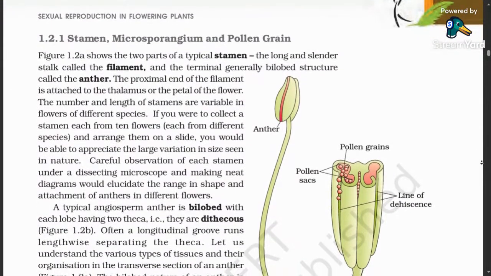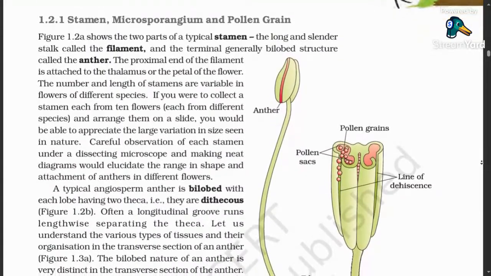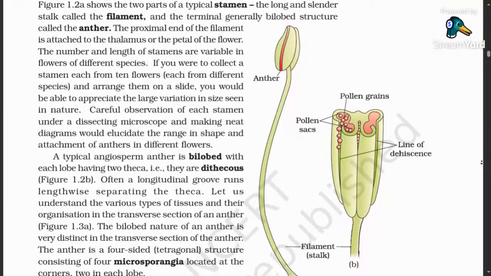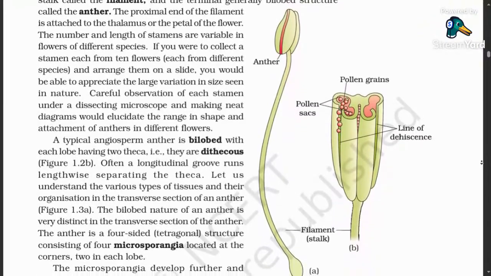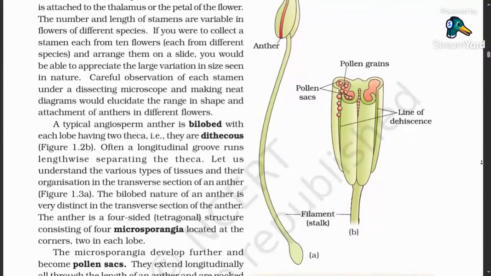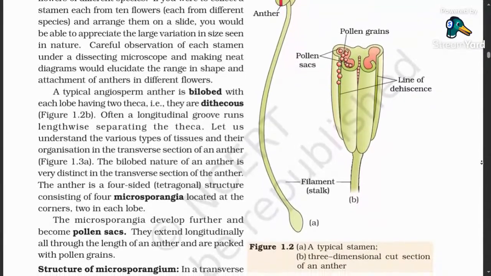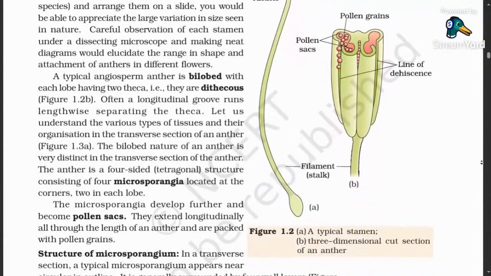If you were to collect a stamen each from 10 flowers of different species and arrange them on a slide, you would be able to appreciate the large variation in size seen in nature. Careful observation of each stamen under a dissecting microscope and making neat diagrams would elucidate the range in shape and attachment of anther in different flowers.